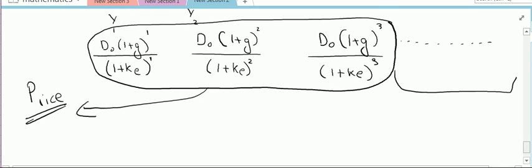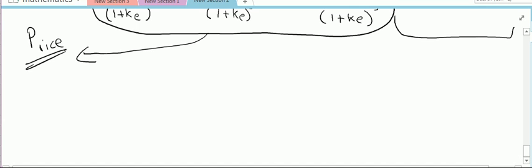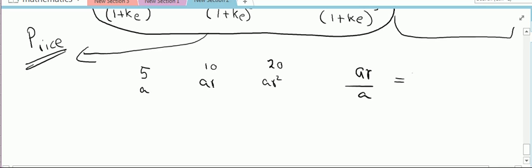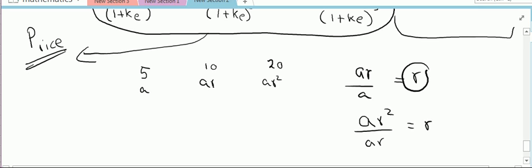Okay, from part 1 of the video, we had an example in which our A was 5, our AR or second term was 10, our AR square or third term was 20. Now there is one thing in geometric progression: if you divide the second term by the first term, you get the common ratio. If you divide the third term by the second term, you get the common ratio.